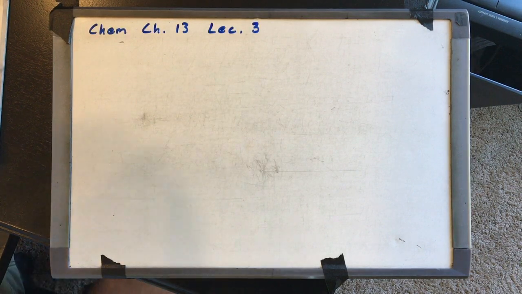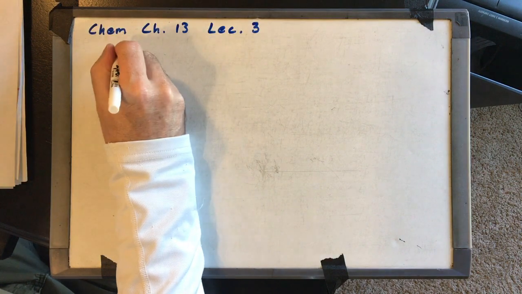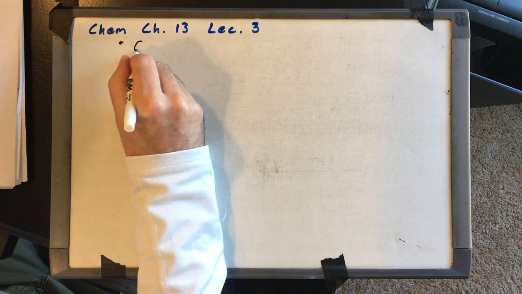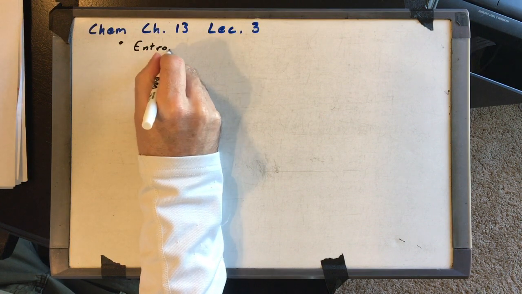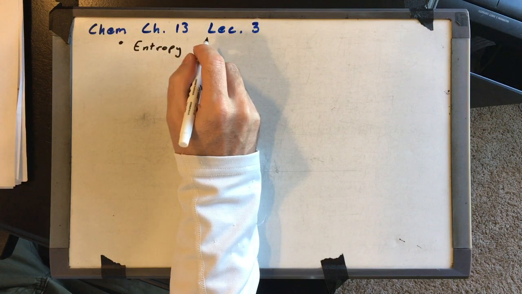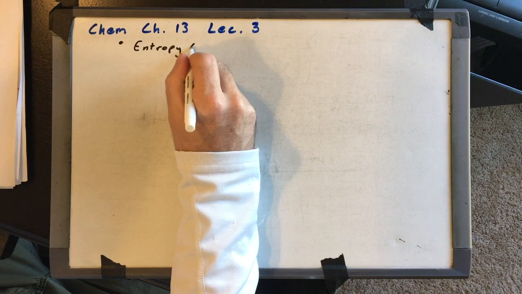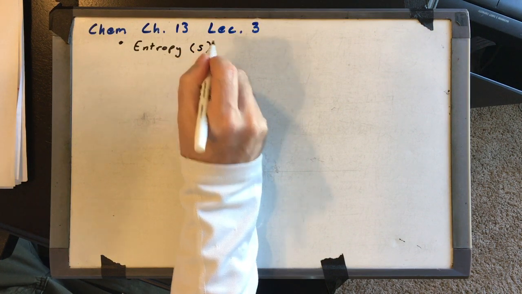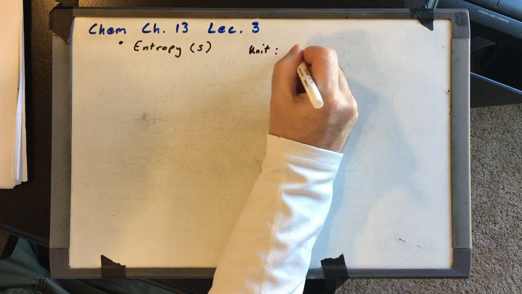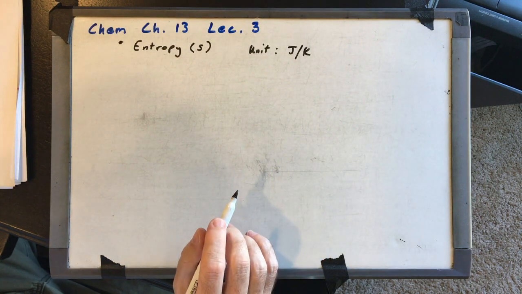Okay, the next topic is the second law of thermodynamics, all right? And the key concept that goes with the second law of thermodynamics is entropy. Entropy is a measure of disorder, and the letter that we use to signify entropy is S. The unit is typically joules per Kelvin, so energy per unit of temperature.